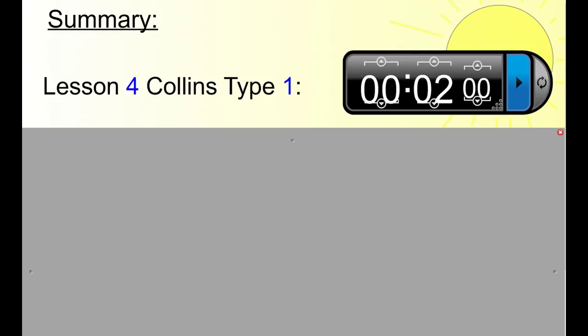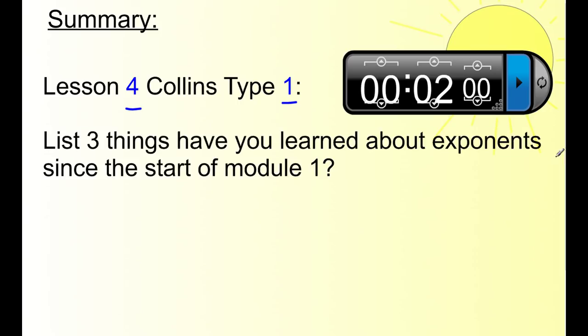Alright, so to summarize the lesson here, on the back of the front of your Collins writing page, this is lesson 4. It is a type 1, and you've got about 2 minutes to do it. It says, list 3 things you have learned about exponents since the start of Module 1. So since we started this unit, list 3 things you've learned about exponents, or maybe 3 things that you forgot and you've relearned. Go ahead, pause the video, do it on your own. When you're ready to continue, hit play.